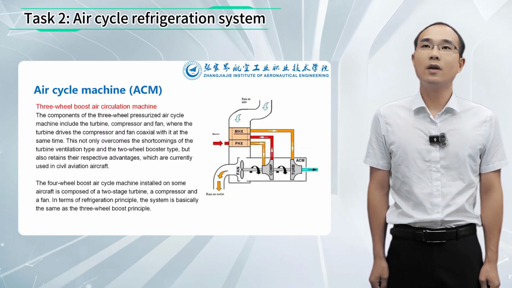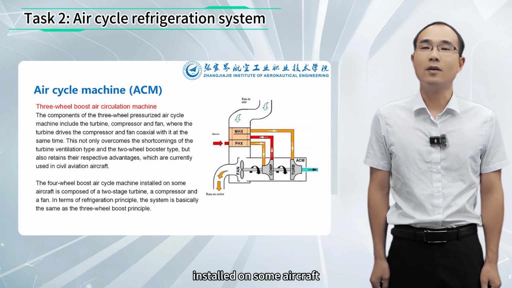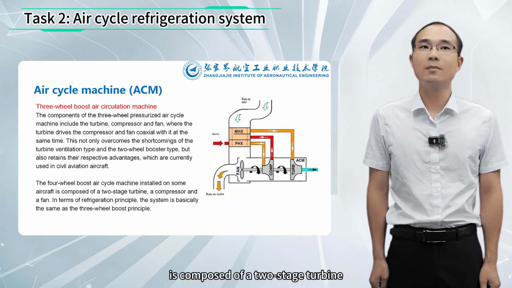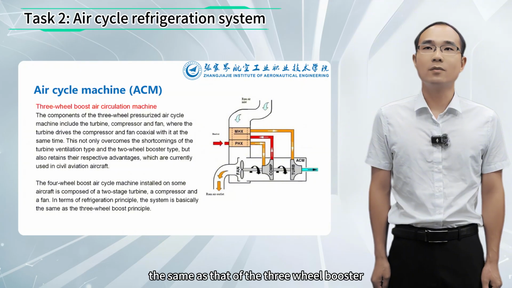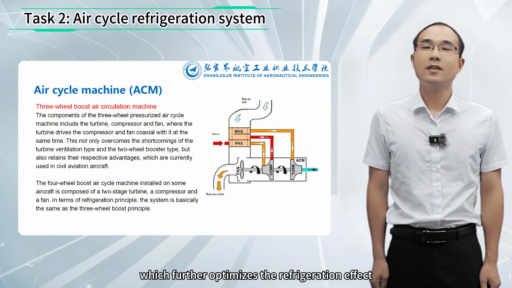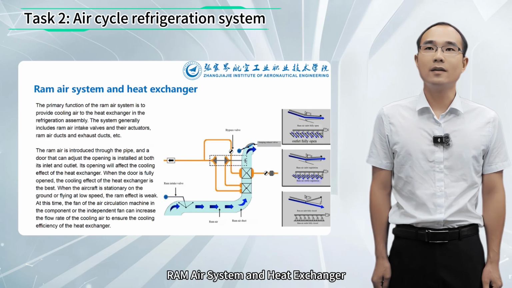The four-wheel booster air circulation machine installed on some aircraft is composed of a two-stage turbine, a compressor, and a fan. Its refrigeration principle is basically the same as that of the three-wheel booster, which further optimizes the refrigeration effect and system stability. Ram air system, and heat exchanger.